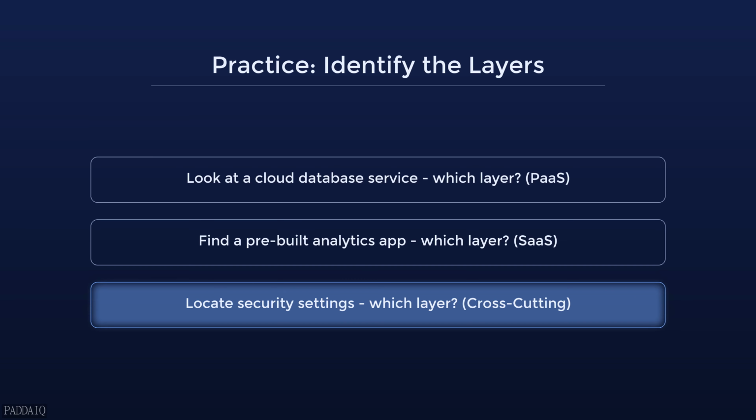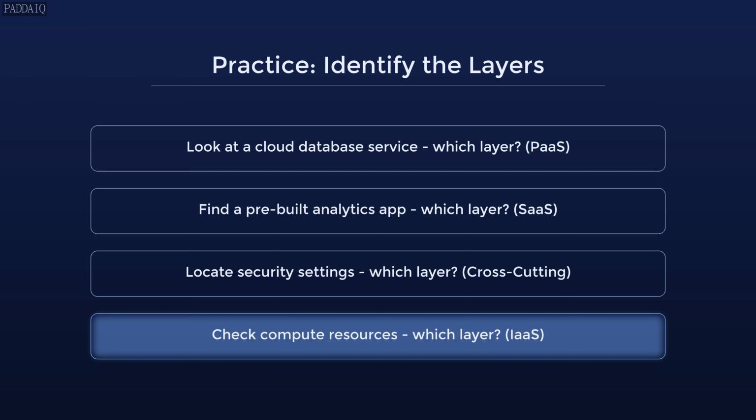Locate security settings. Which layer? Cross-cutting. This means security is a foundational service that spans all application layers, not just one. For example, when you set up user authentication, it protects your entire solution from the UI down to the database. Therefore, security is integrated across the platform to ensure comprehensive protection.